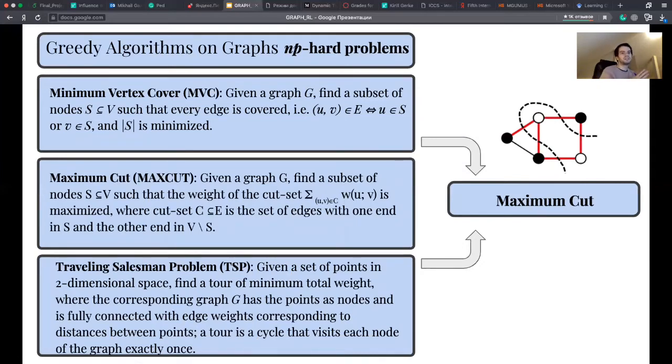NP-hard problems are a set of problems to which any problem from the NP class can be reduced in polynomial time. Here are some well-known problems. For example, minimum vertex cover, max cut, traveling salesman problem.